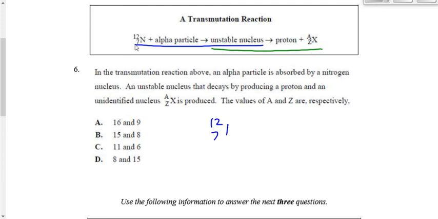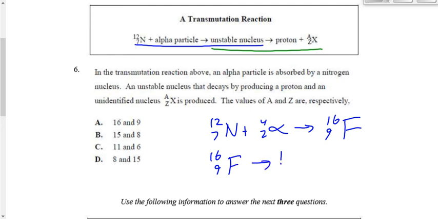14,7 nitrogen plus an alpha particle. It's an artificial transmutation equation, right? Goes to the unstable nucleus, which is going to be 16,9. And I don't know what 16,9 is. What's atomic number 9? What's after oxygen? Fluorine, that's right. And then fluorine decays into a proton. That's a proton, right? And something else. What else? 1 plus 15, 1 plus 8, 15, 8 is going to be our answer there. That's going to be oxygen, by the way, although you don't need to know that.